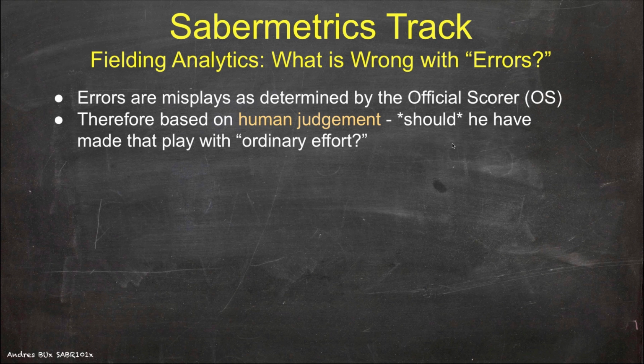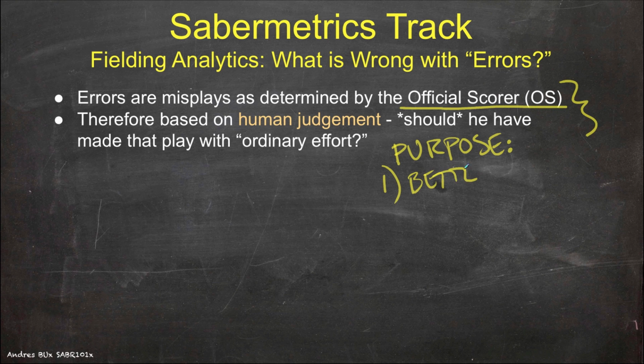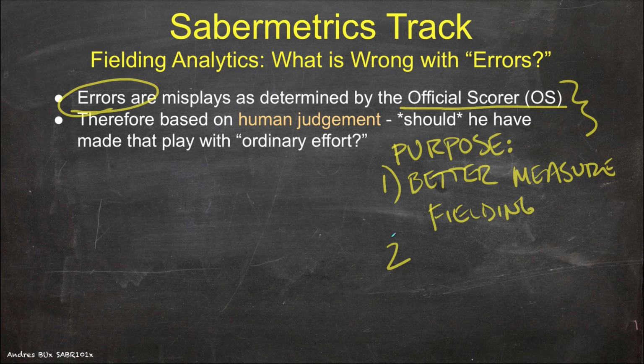Now, what was the purpose? Why did they go to all this effort? What was the purpose of defining this rule about errors as determined by the official scorer? The purpose is twofold. First is to get a better measure of fielding. You wanted to measure fielding skills, fielding talent. So a better measure of fielding was one purpose of determining errors. The second one was to get a better measure of pitching.